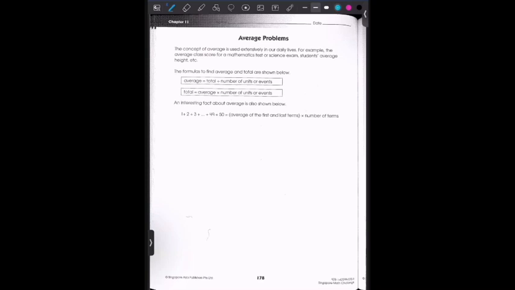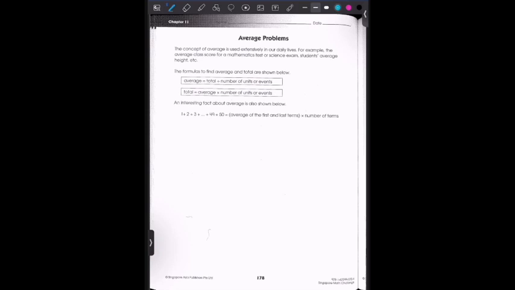So the concept of average is used extensively in our daily lives. For example, we calculate average class scores to see how well students did generally on a test, or we can also use averages for students' heights. An average basically gives us a general idea of a large population.